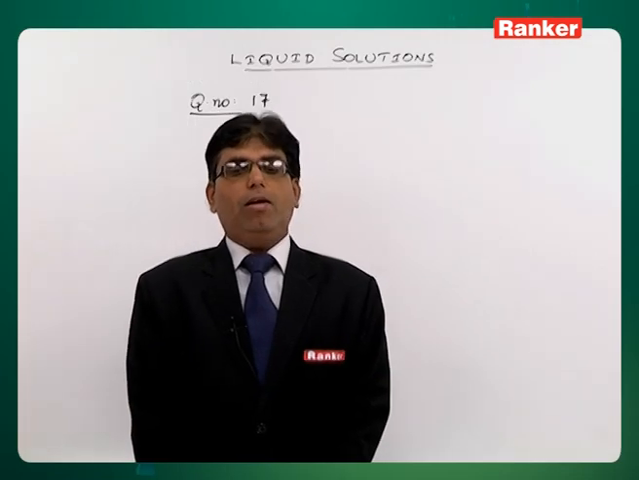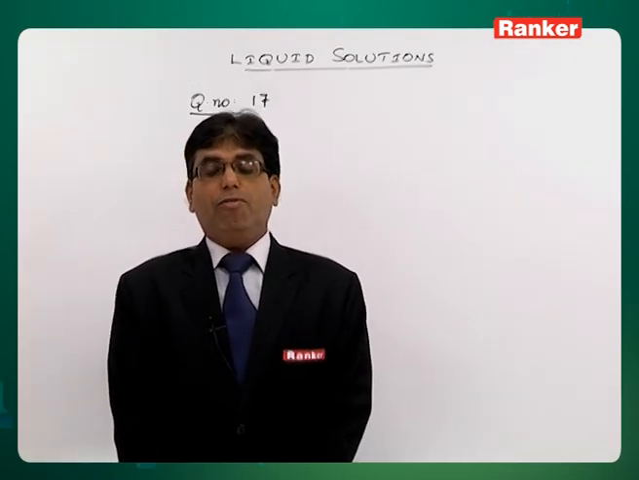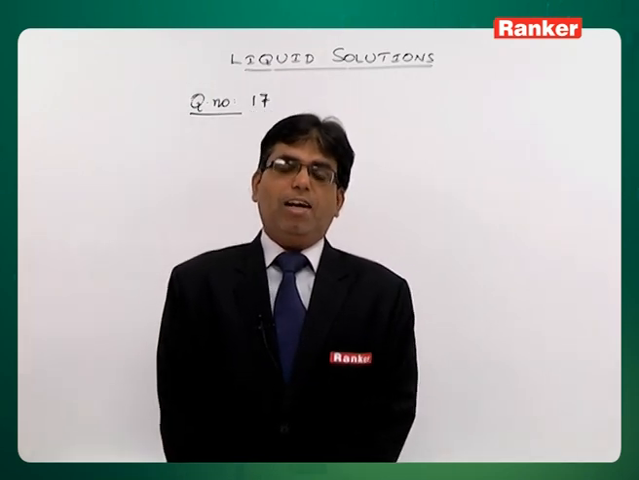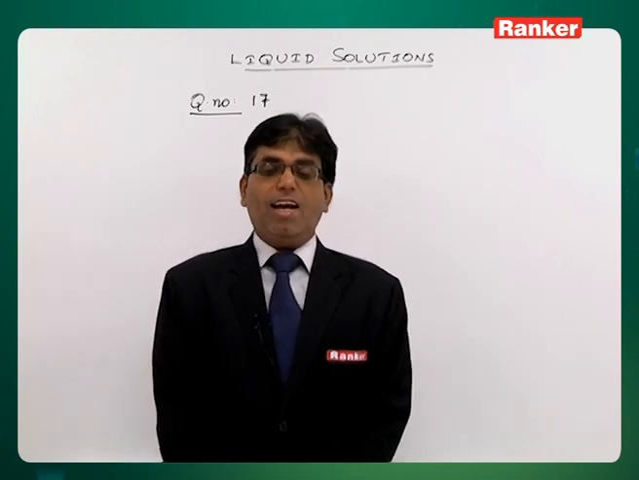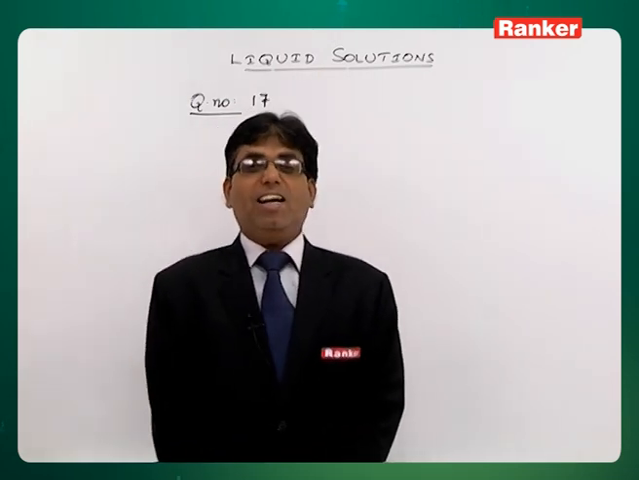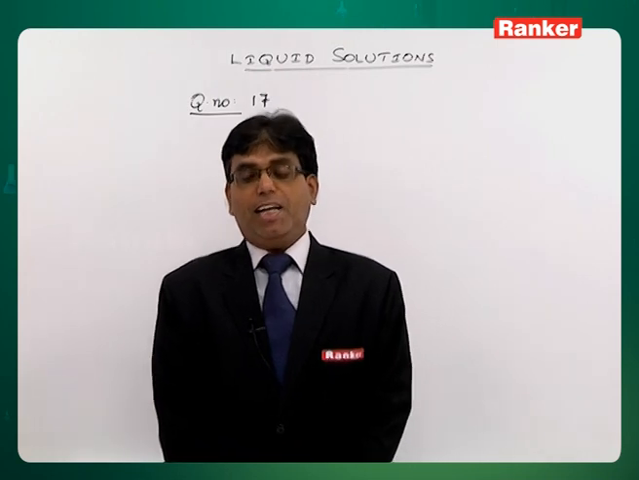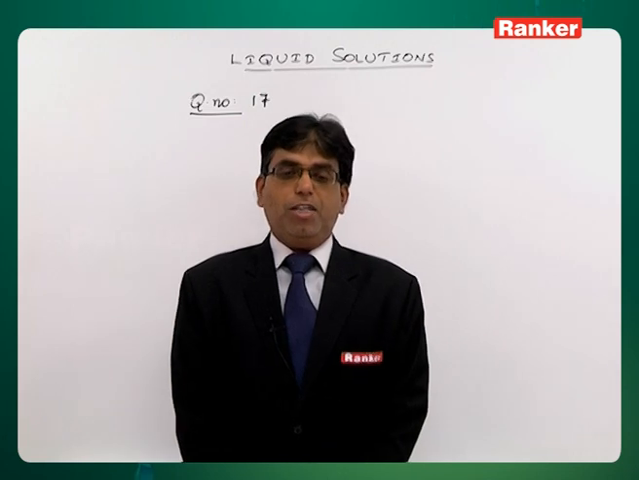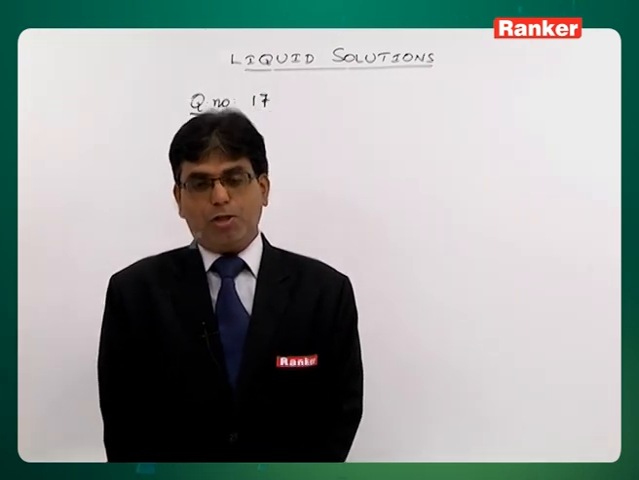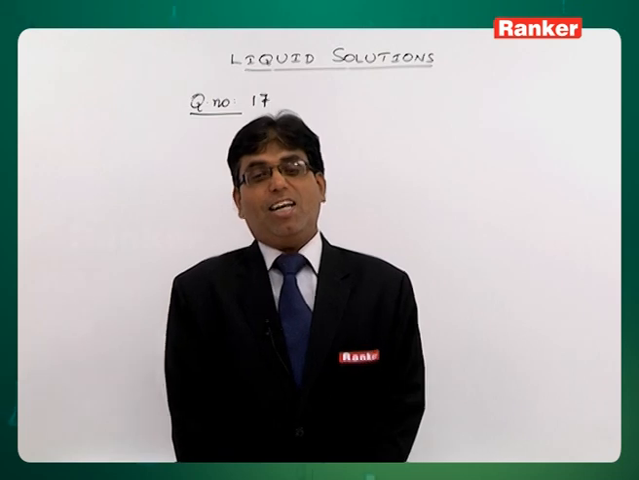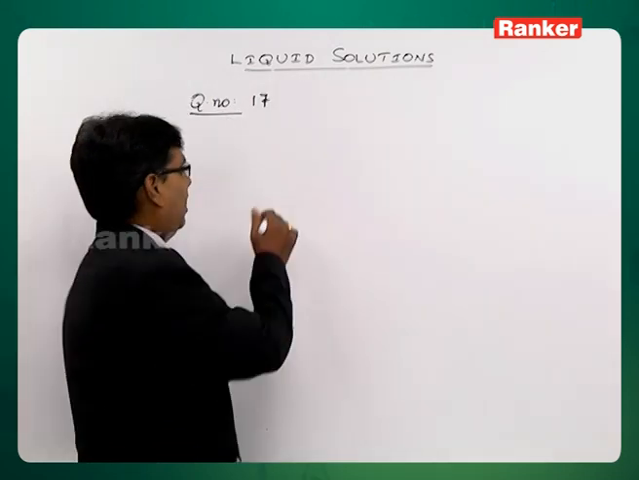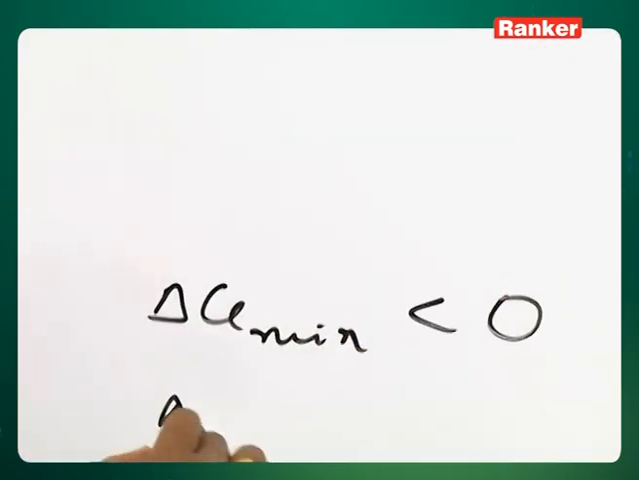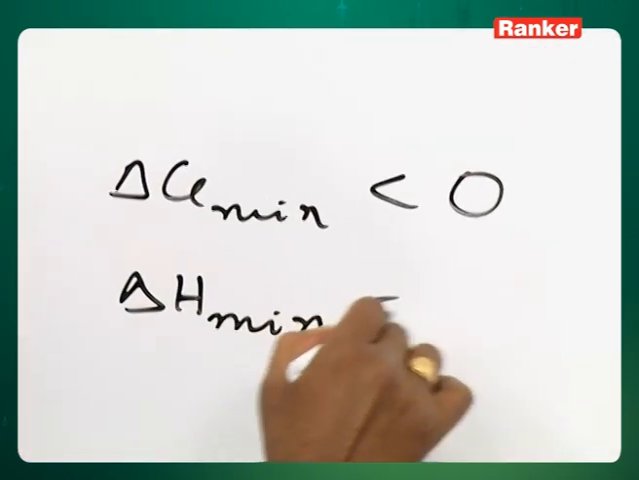The entropy of mixing will be greater than 0. In the formation of an ideal solution, delta H mixing will be 0, delta S mixing will be positive, and delta G mixing will be negative, because formation of an ideal solution is a spontaneous process. For a spontaneous process, delta G is less than 0. When delta G mixing is less than 0, delta H mixing is equal to 0.